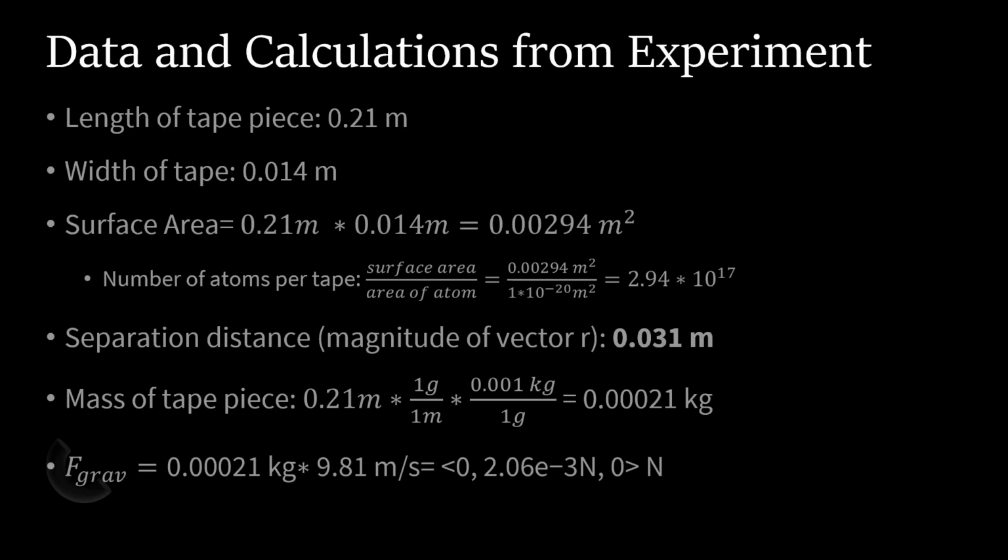Here's the data I got from the experiment. I used the length and width of the tape to calculate the surface area of the piece of tape, and I calculated the number of atoms per tape by using surface area over the area of atoms. I recorded the separation distance with the magnitude of the position vector r and the mass of the tape piece by using this equation to get 0.0021 kilograms.